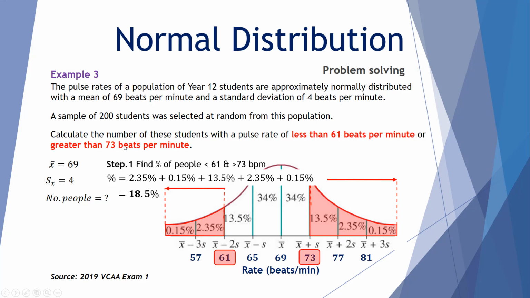Again, this question doesn't say find the percentage of people with pulse rates less than 61 beats per minute or greater than 73 beats per minute. It wants rather the number of people. So step 2, to find the number of people with a pulse rate less than 61 and greater than 73, we take that percentage of 18.5, divide it by 100, and then multiply that by 200. That represents 37 people out of a sample of 200 that have a pulse rate less than 61 beats per minute or greater than 73 beats per minute.